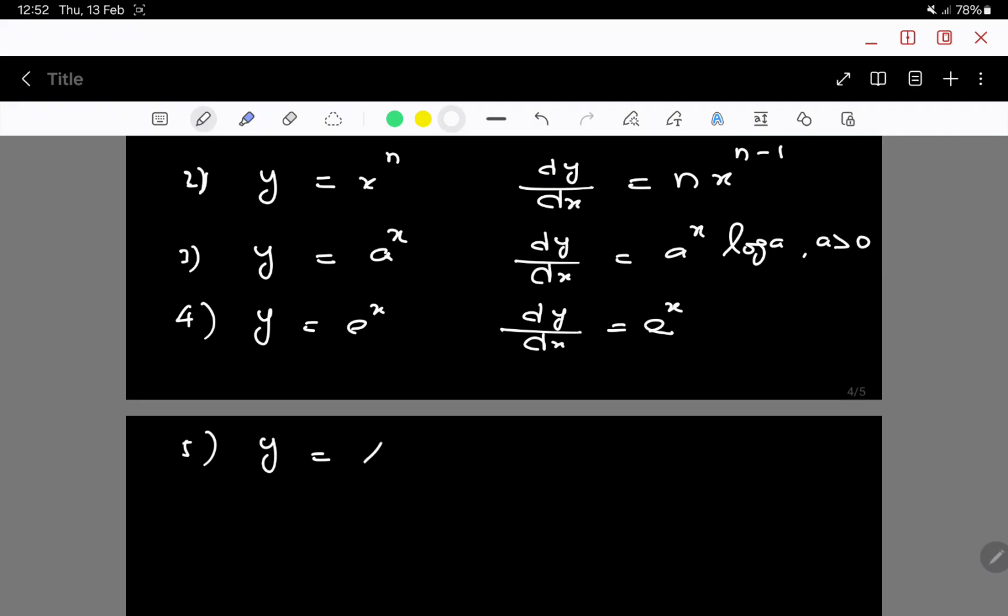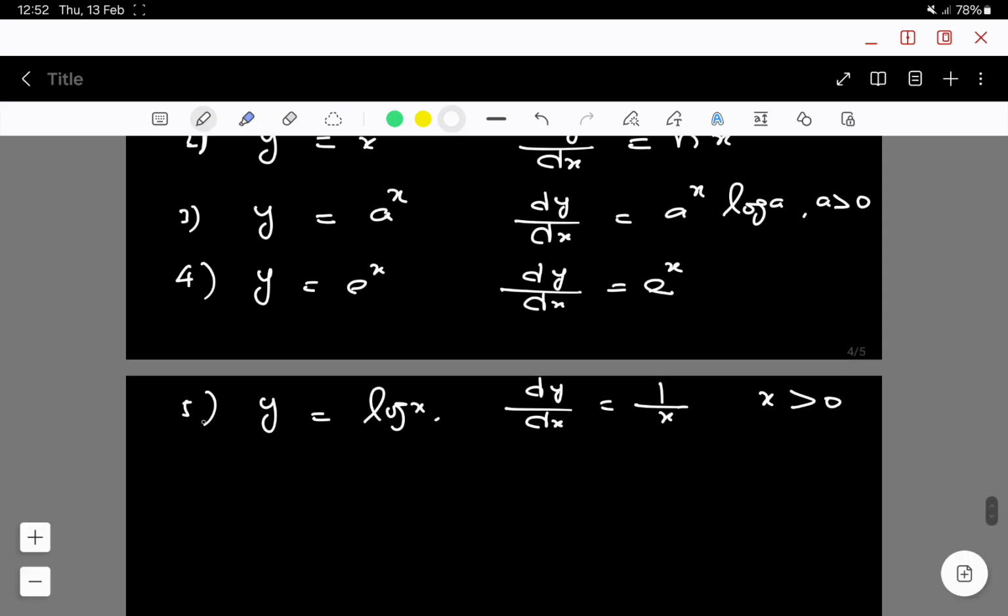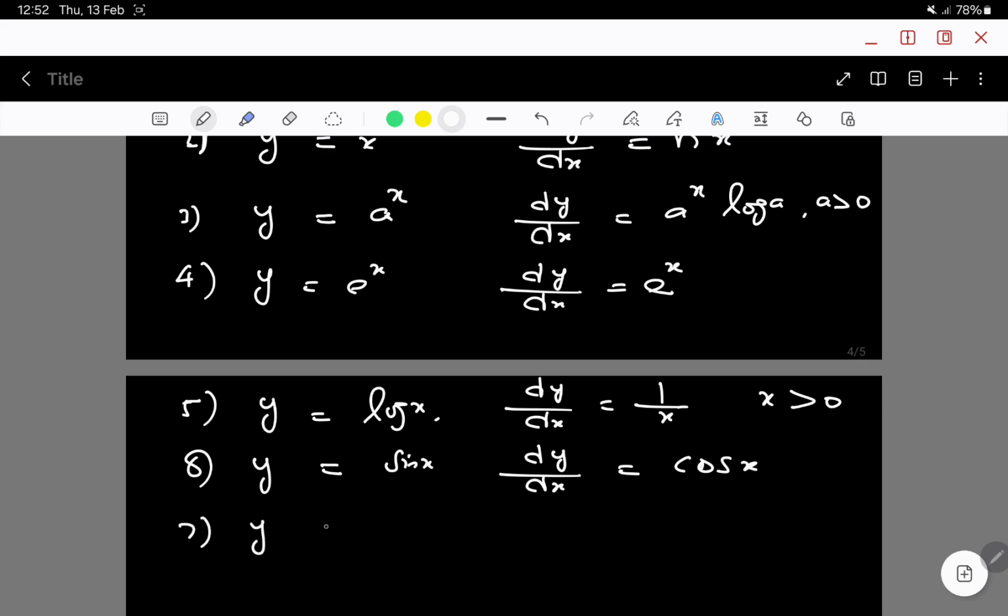Next, y is equal to log x. Dy by dx is 1 by x. X is always greater than 0, not equal to 0, and also positive, never negative. Then sin x: dy by dx is cos x. Differentiation of sin x is cos x. Then y equal to cos x: dy by dx equal to minus sin x.